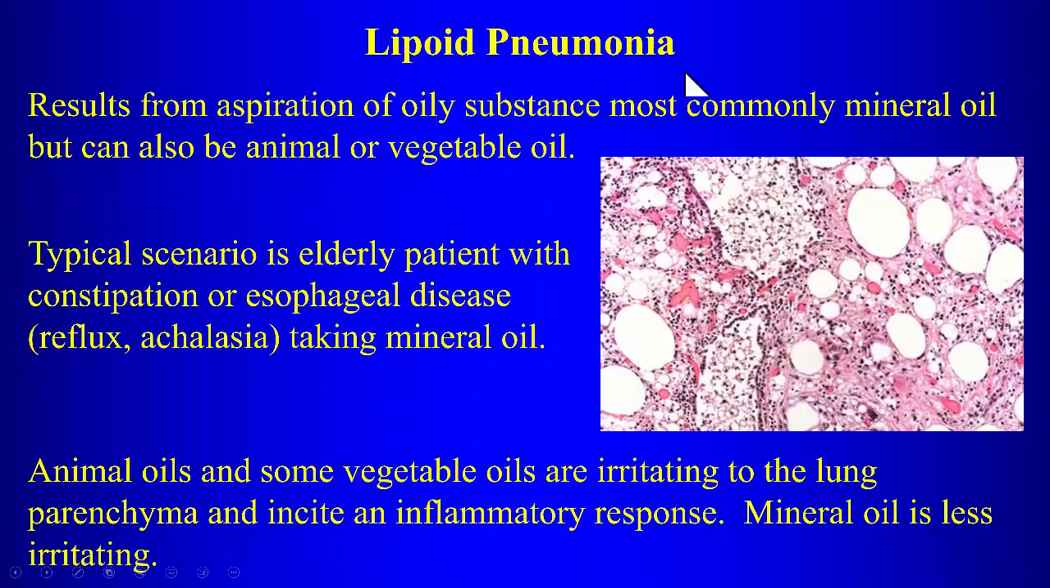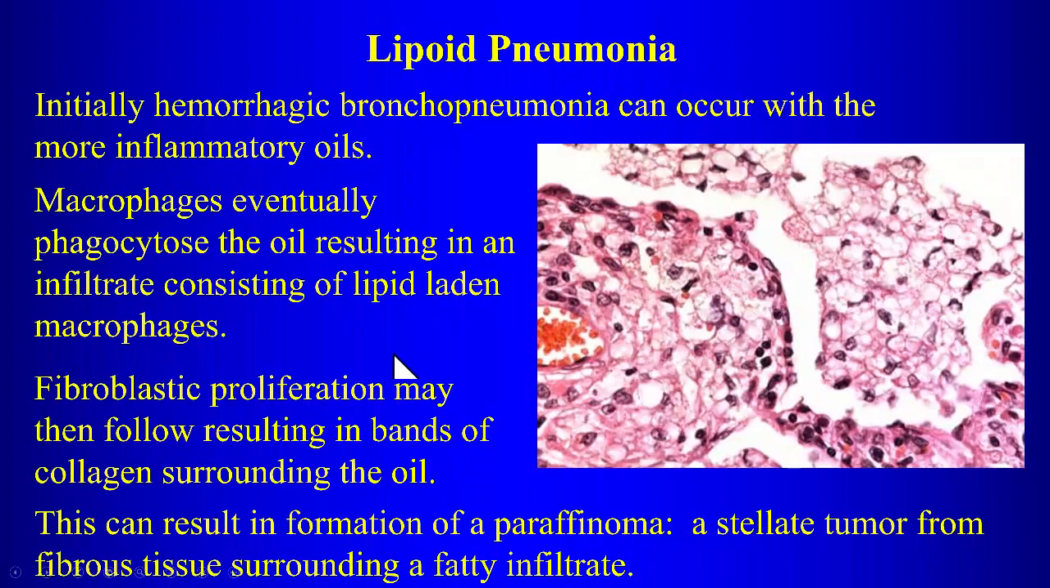Okay? So lipoid pneumonia, usually aspiration of oil, typically elderly patients with constipation or esophageal disease, reflux, achalasia, they take mineral oil, and then they aspirate that into the lungs. Paraffinoma. Okay. And they develop these chronic consolidations of lipoid pneumonia. Macrophages phagocytose the oil, resulting in infiltrate consisting of lipid-laden macrophages on pathology.